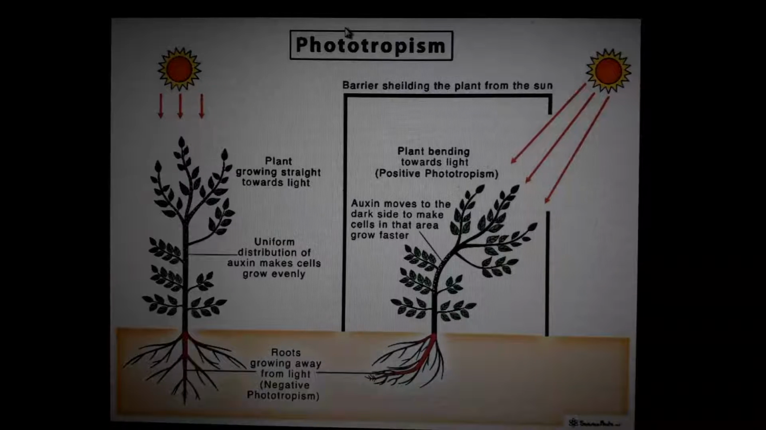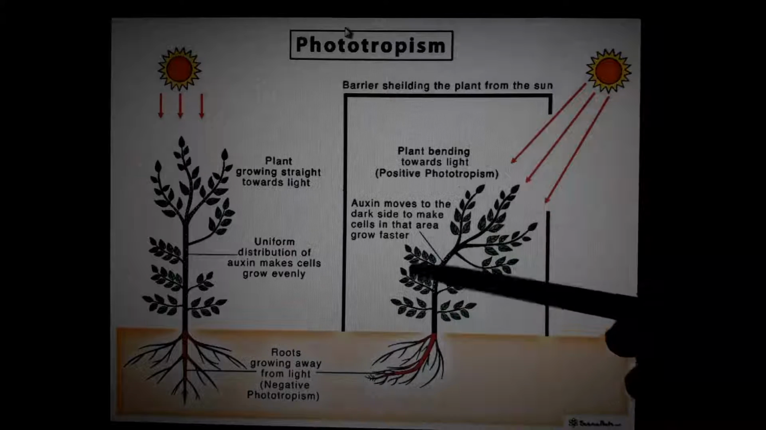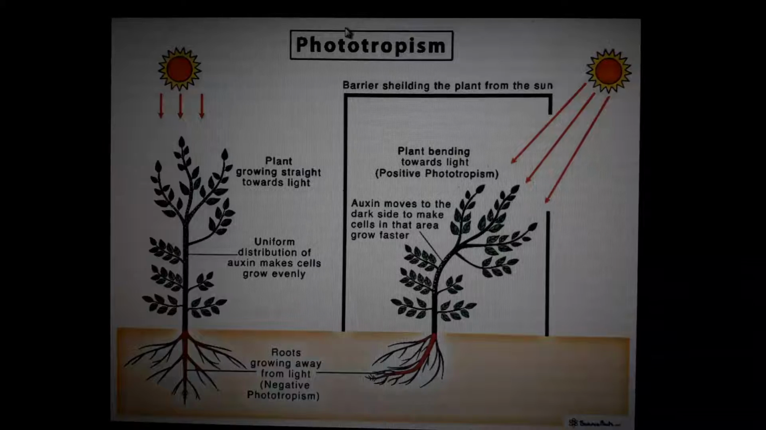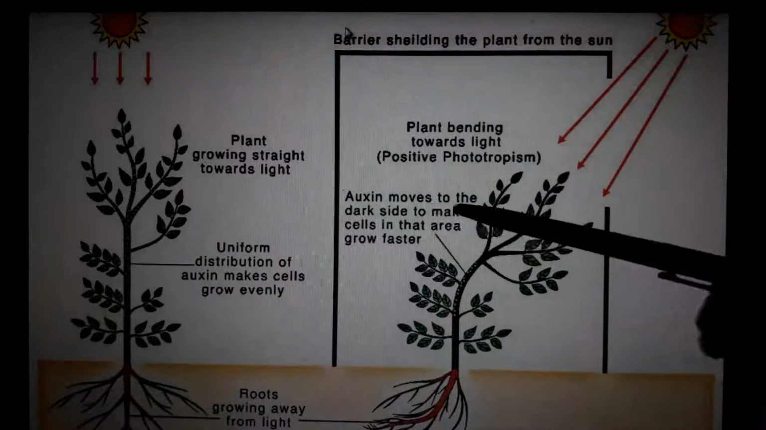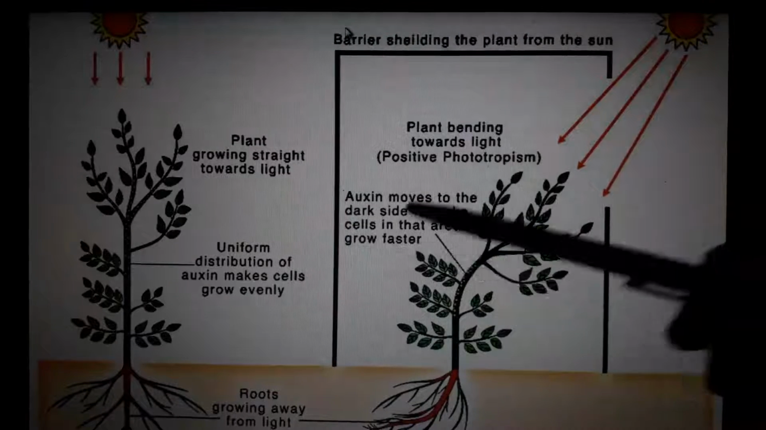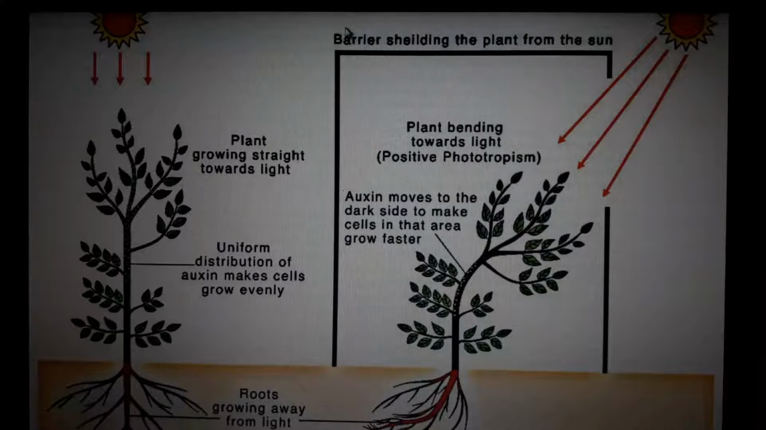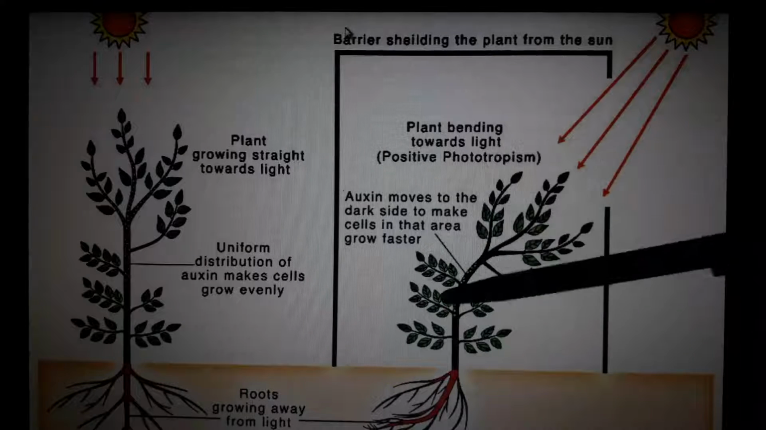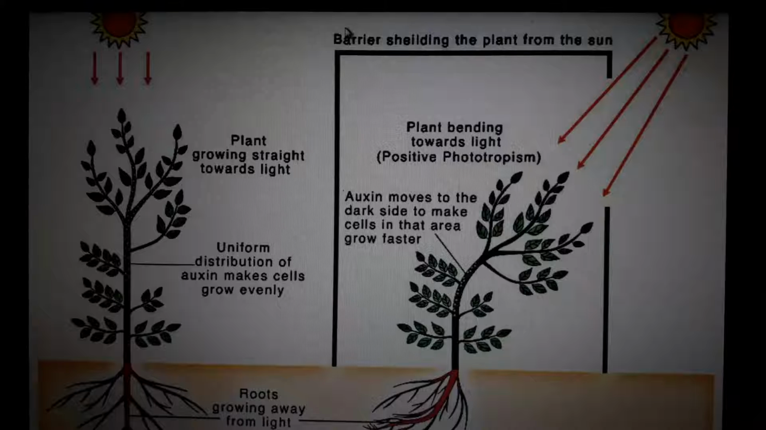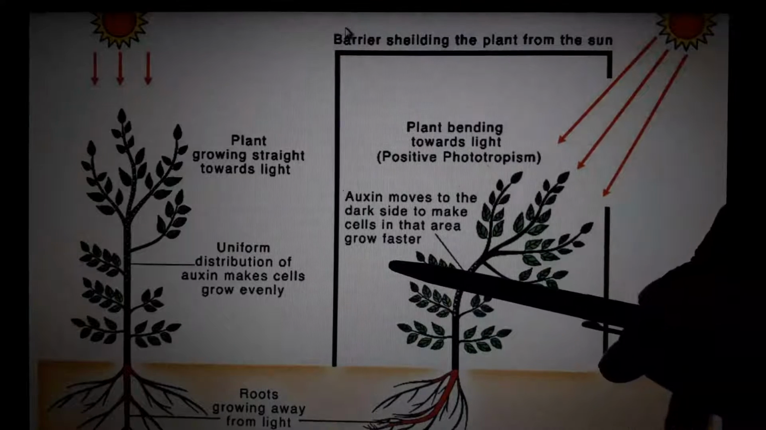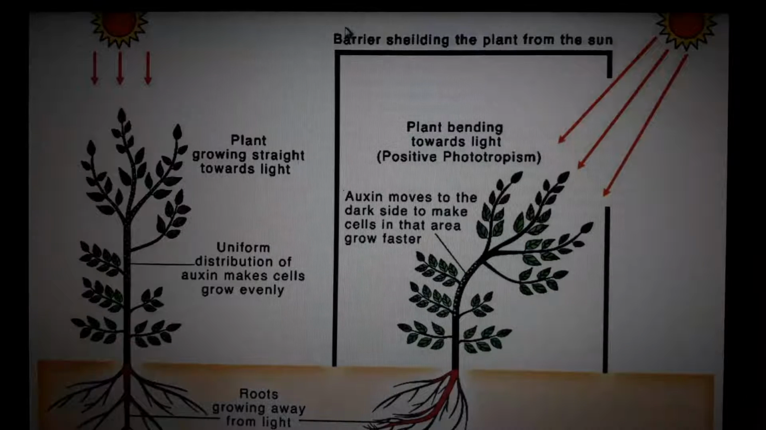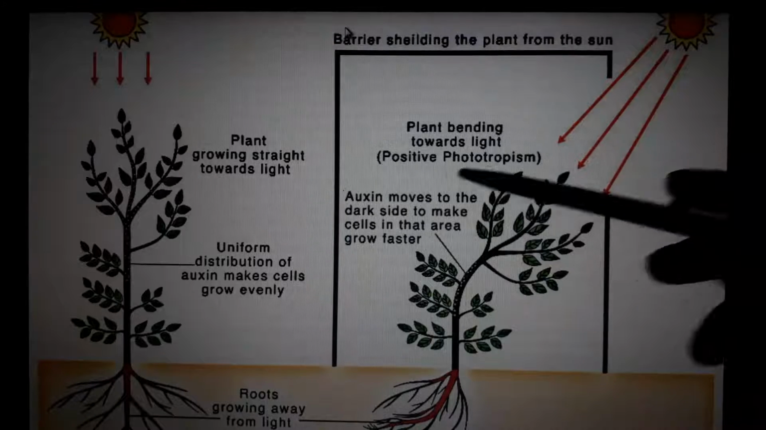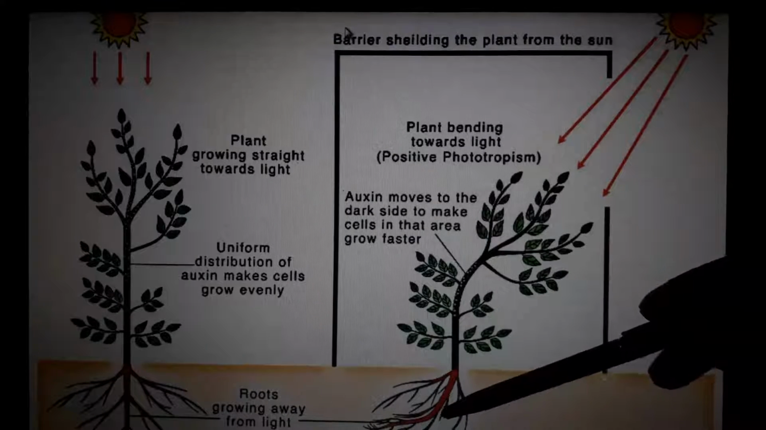It is a very simple thing. This part will be shade. And wherever there is shade, the auxin will concentrate in that part. See, auxin moves to the dark side to make cells in that area grow faster. Understand? This is why it is happening, because auxins are not very friendly towards light. So when light is falling from this right side, auxin will move to the left side, and in that part more growth will occur, so that the plant will bend. Understand? Plant bending towards light, positive phototropism.